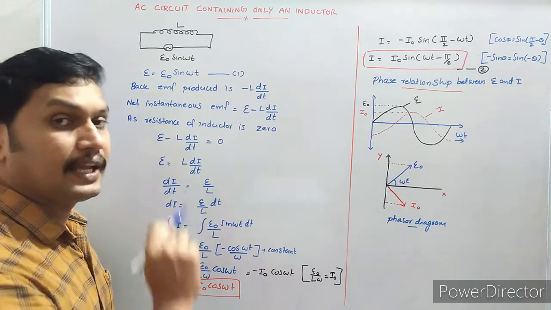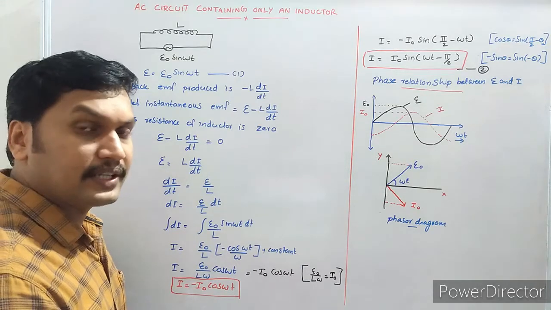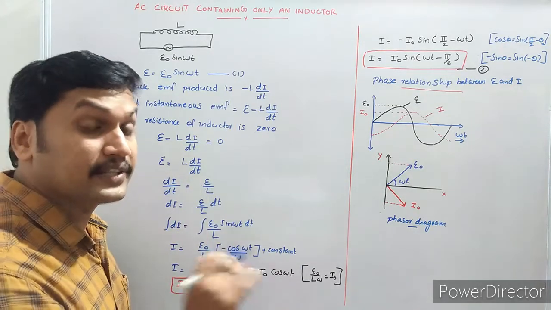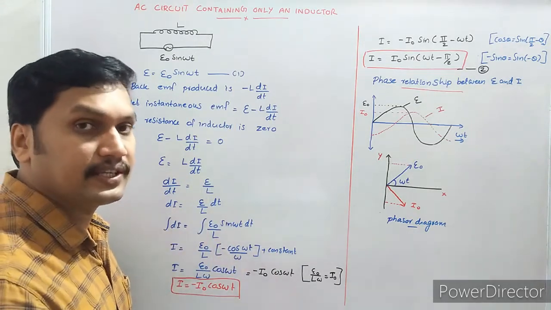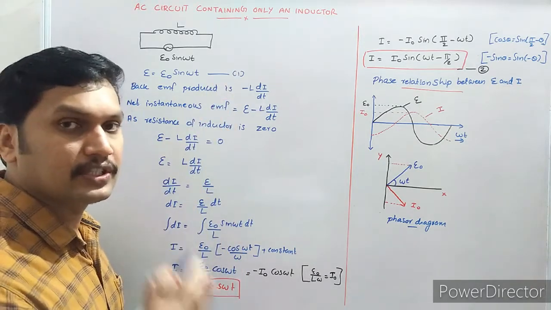But we are taking an assumption. This is a pure inductor. That is, the resistance of this inductor tends to 0. For convenience, we are taking it as 0. It has only inductive property, no resistive property.